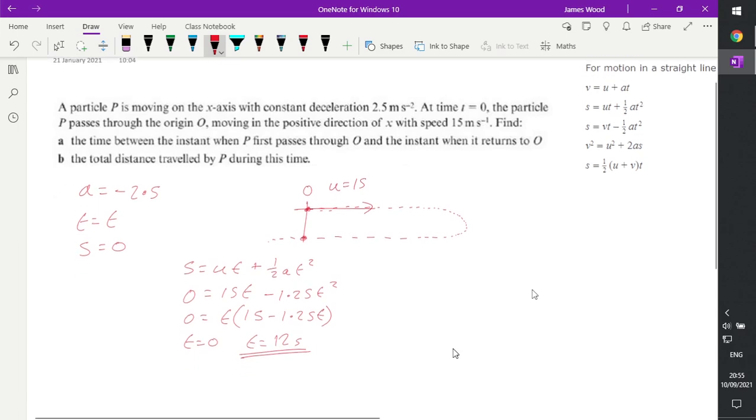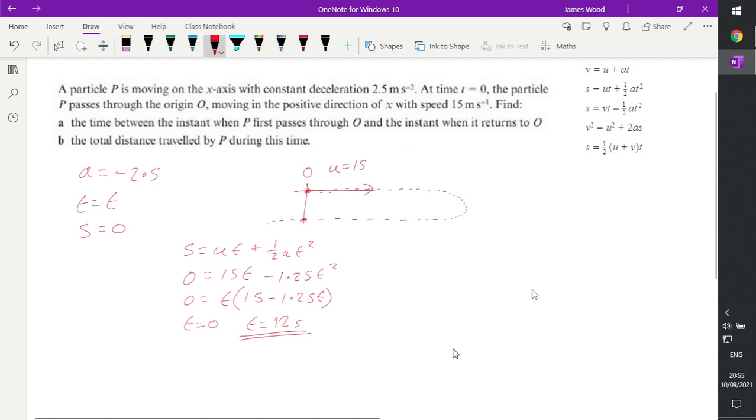The second part of the question says the total distance travelled by P in this time. So obviously it's useful to use the fact that displacement is 0 when you go back to the start, but that's not very useful if you want to measure how far it's gone. Now the way to find how far it's gone would be to find perhaps how far is it to the end, so to the point where it starts to turn around, and then double that. That would probably be sensible, I think. So let's do that.